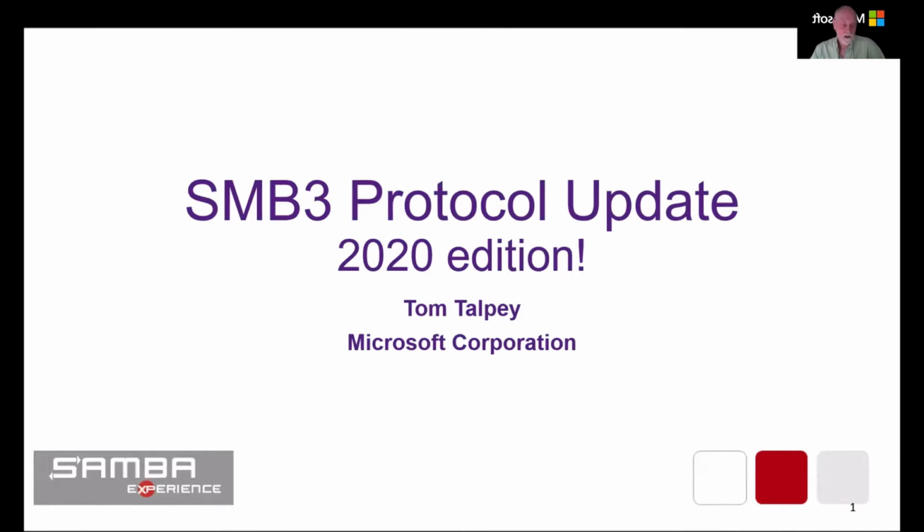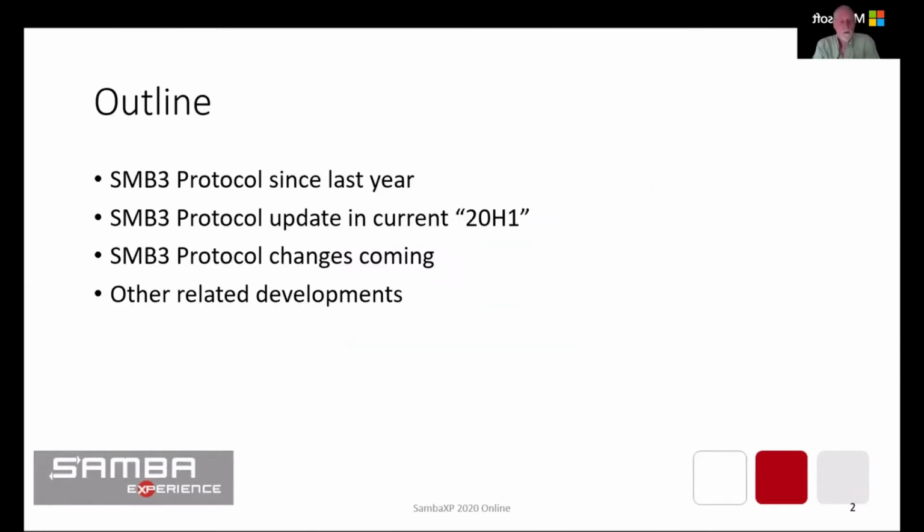So my talk today is an SMB3 protocol update, the 2020 edition. I want to basically bring you up to date since last year, when we met last May, I believe it was. The update in the current 20H1 will be a major bit. There's only one real protocol feature to talk about, but it's got a lot of details. So I think we'll be interested in this development level. I want to give a view to the protocol changes coming and talk about some other related developments in the area of SMB and its protocol changes.